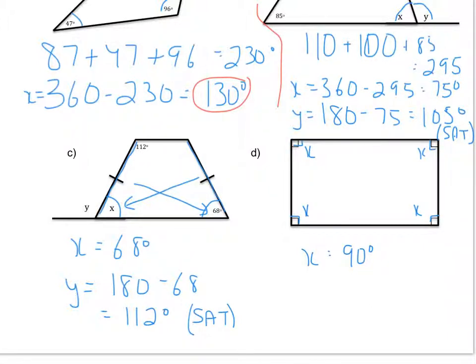So this means that the shape is either a square or a rectangle, but I can tell that it's not a square because these two opposite lengths are shorter than these two opposite lengths. So therefore, the shape is a rectangle.